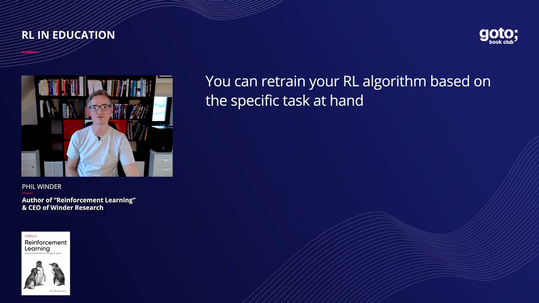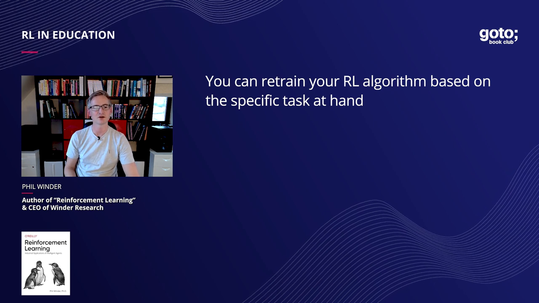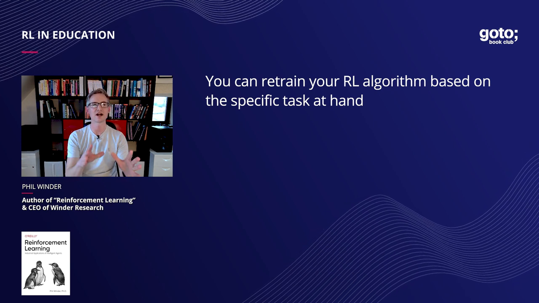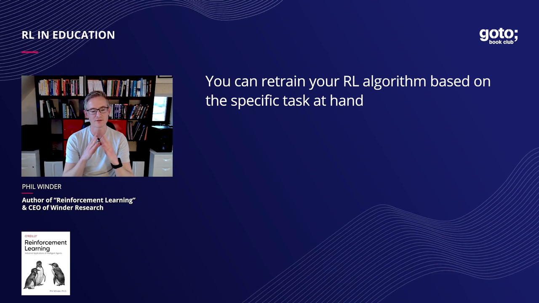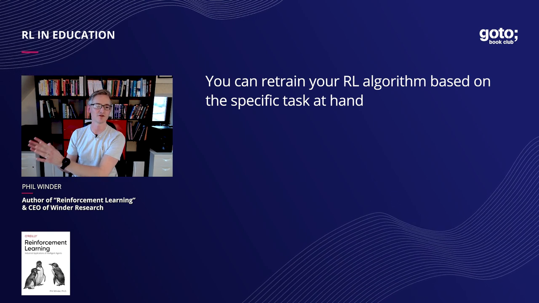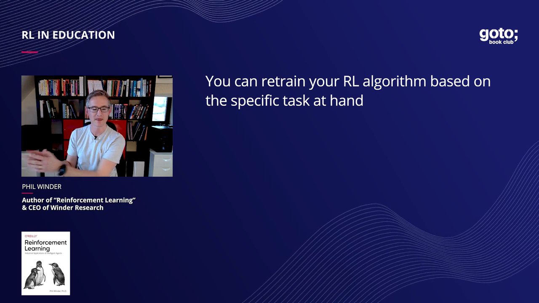Yeah, definitely. And there's a couple of different ways of solving that challenge. The first and the simplest is to retrain your RL algorithm for the specific task at hand. So you could say that we're going to train one algorithm for university students, and we're going to train another one for MOOC students. And there would be totally separate algorithms. There's no interaction there, and that would work perfectly fine. The downside of that is that you miss an opportunity to learn a more general set of rules that could happen between them.